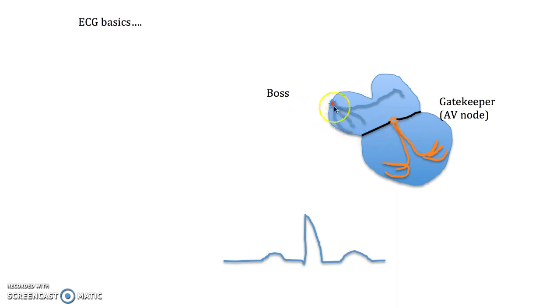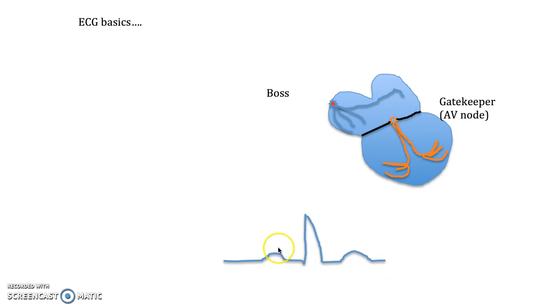So in a normal heartbeat, we get the electrical impulse released by the boss. The bees swarm around the atria as they depolarize. The impulse arrives at the gatekeeper and then the impulse passes down these bundle branches. So we've got right bundle branch, left bundle branch, and it goes through the Purkinje fibers either side at the same time simultaneously, and then the ventricles contract. And this is what we see on an ECG strip.